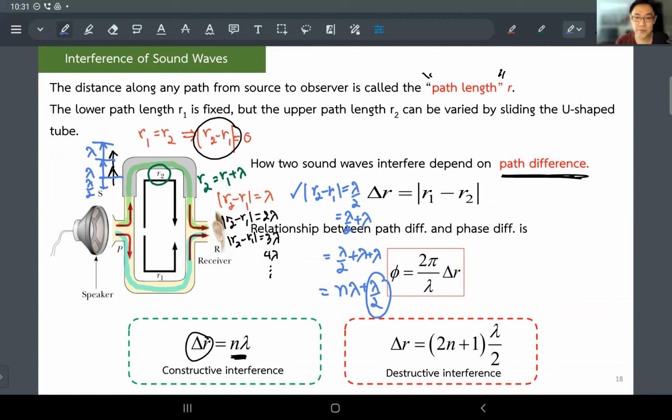Cool? Okay. And then I can put this into a compact notation over here. Just say it's (2n plus 1) times lambda over 2. If the path difference meets this condition, you will get destructive interference. And we are pretty much done. It's doable, I think. This is not too bad and it's quite understandable.